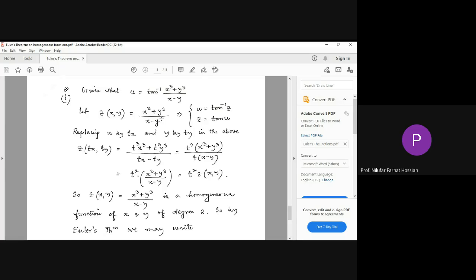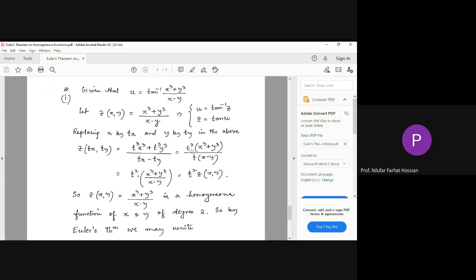So you have to check whether this function is a homogeneous function, and if it is homogeneous, find the degree of it. So we replace x and y by tx and ty. So z of tx, ty will be (t cube x cube plus t cube y cube) divided by (tx minus ty). In the upper part, you can take t common.